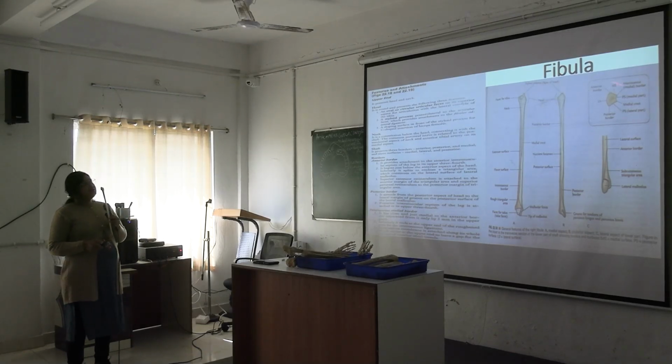In between the anterior border and medial border is the medial surface. In between the anterior border and posterior border is the lateral surface. And there are muscle attachments we will discuss.